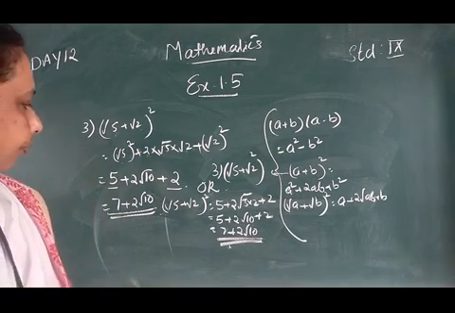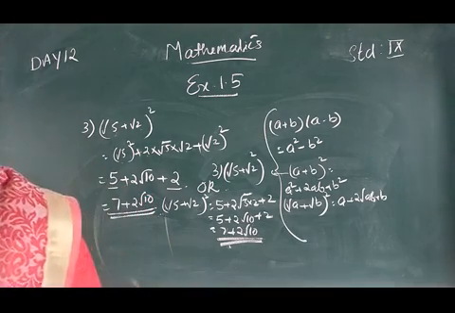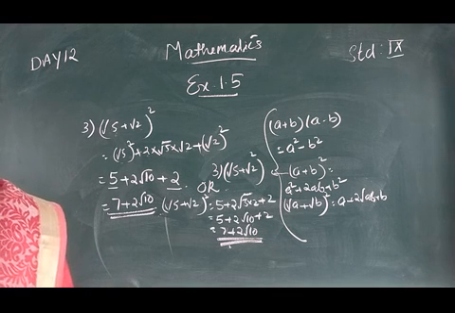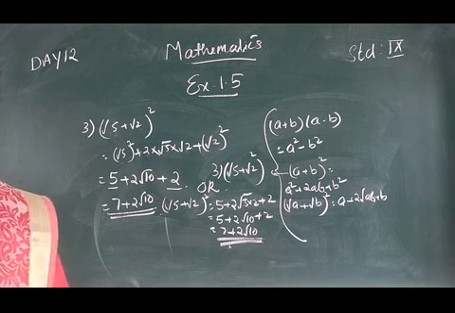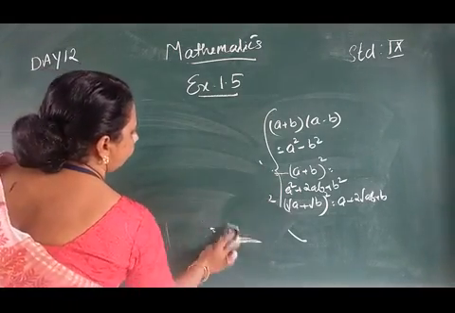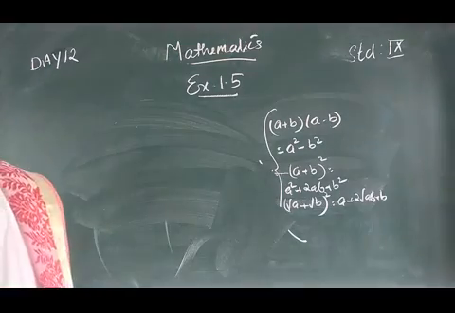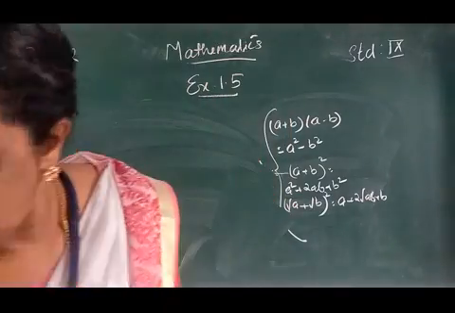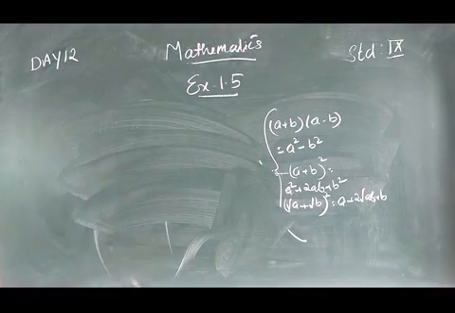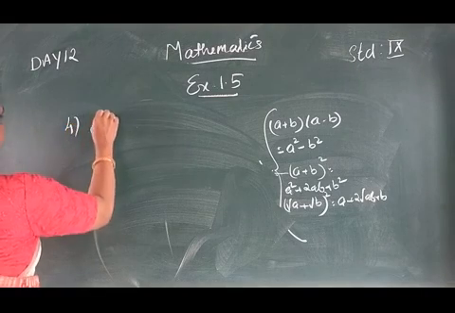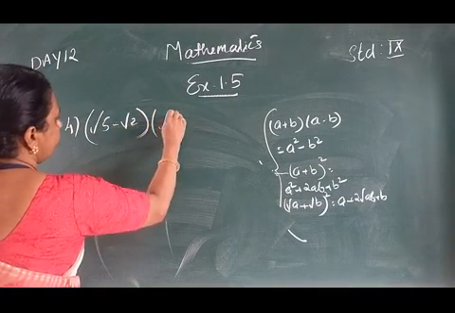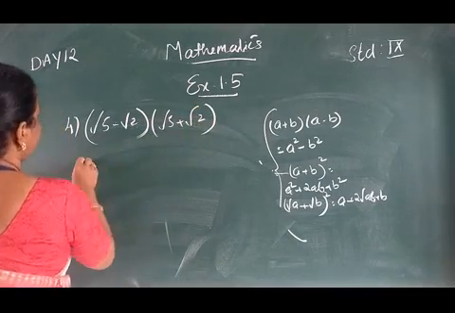Next one. Root 5 minus root 2 into root 5 plus root 2. This problem we already solved. So this is question number 4, root 5 minus root 2 into root 5 plus root 2.